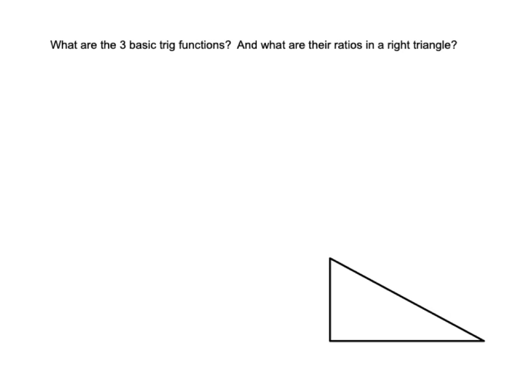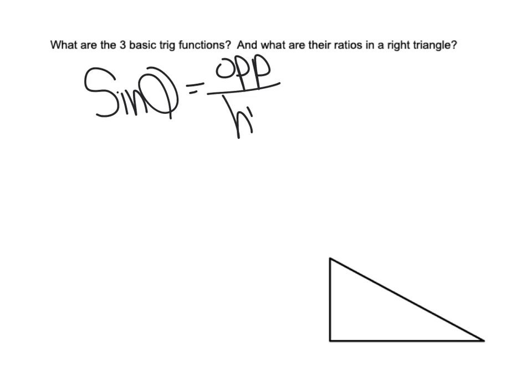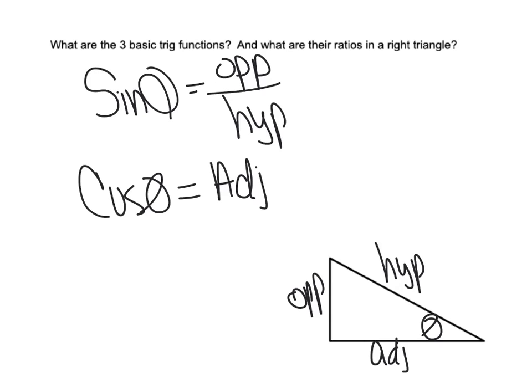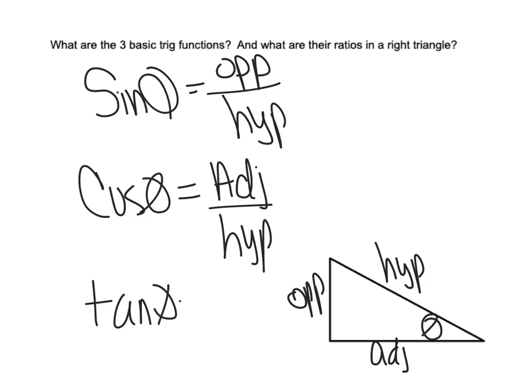The 3 basic trig functions that we are going to be looking at today are sine, cosine, and tangent, and we can think of this as SOHCAHTOA. We would have sine of an angle, we're going to call that angle theta, which would be opposite over hypotenuse. So if we labeled angle theta down here, here would be opposite, here would be hypotenuse, and then here would be adjacent. Cosine of theta would be adjacent over hypotenuse, and tangent of theta would be opposite over adjacent.